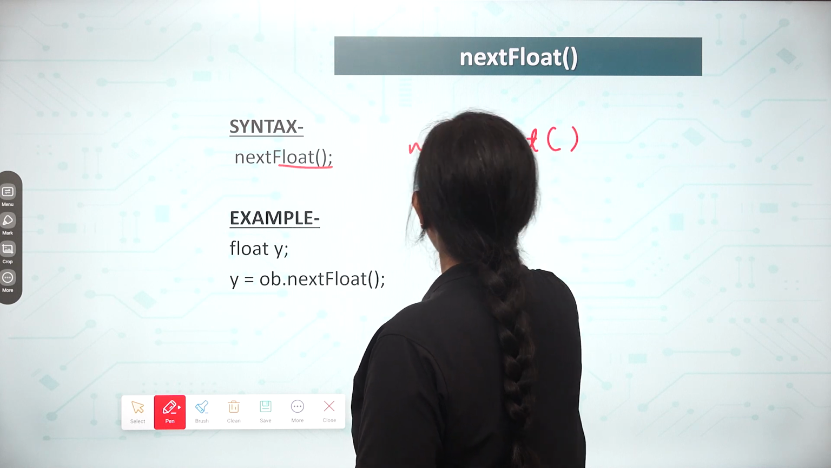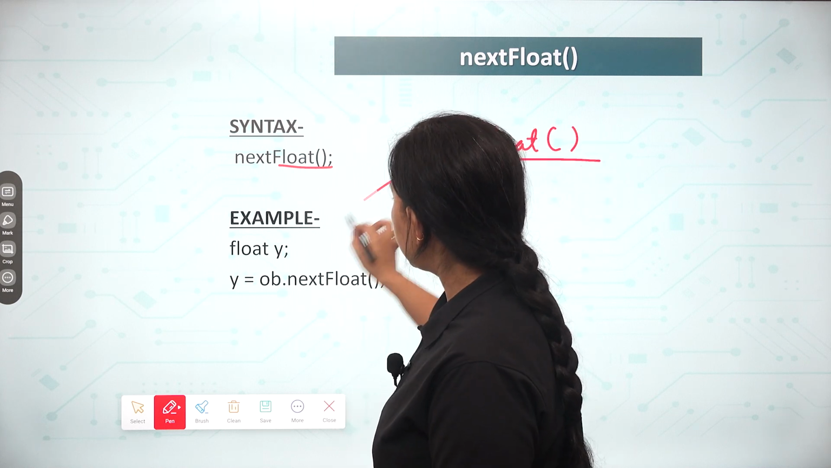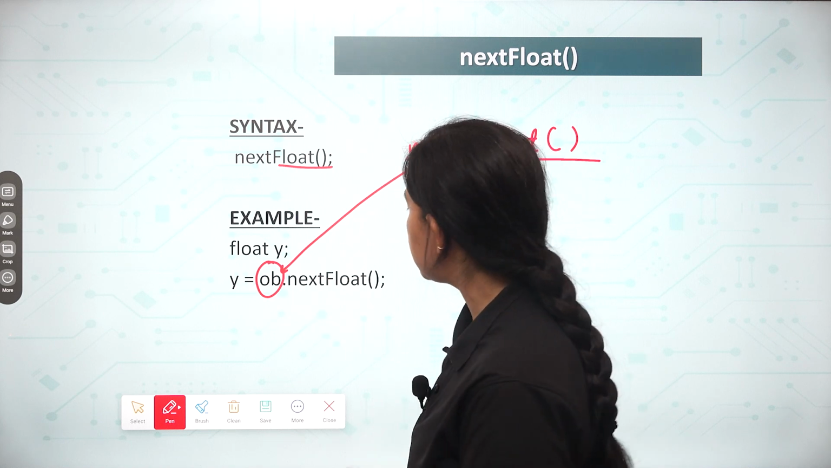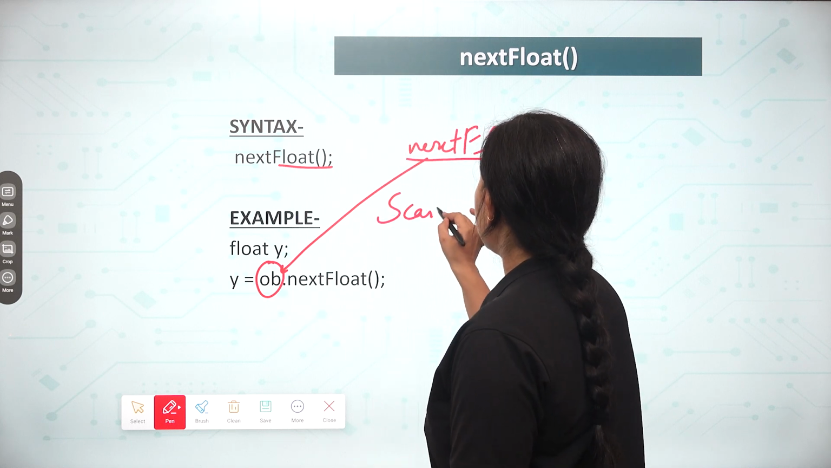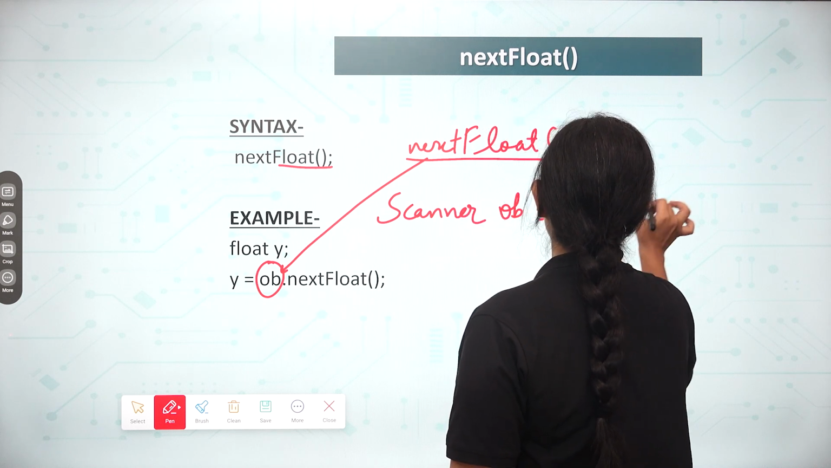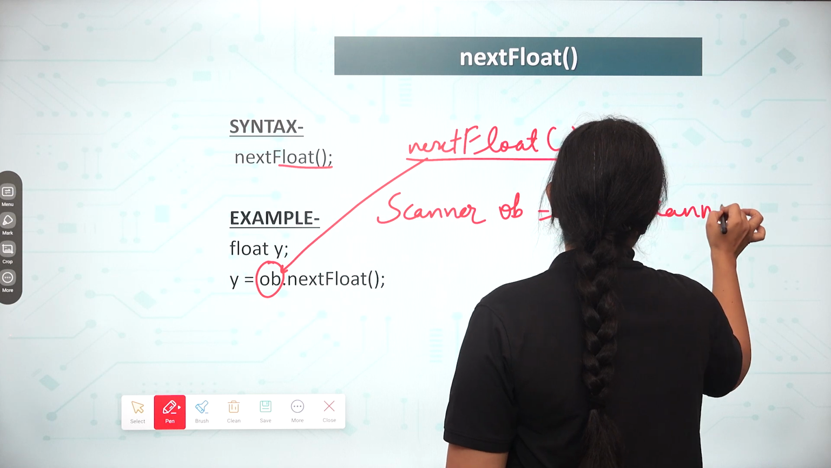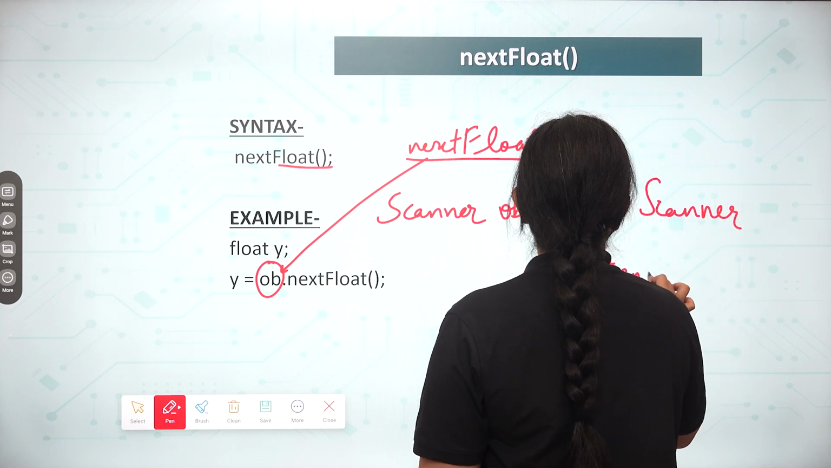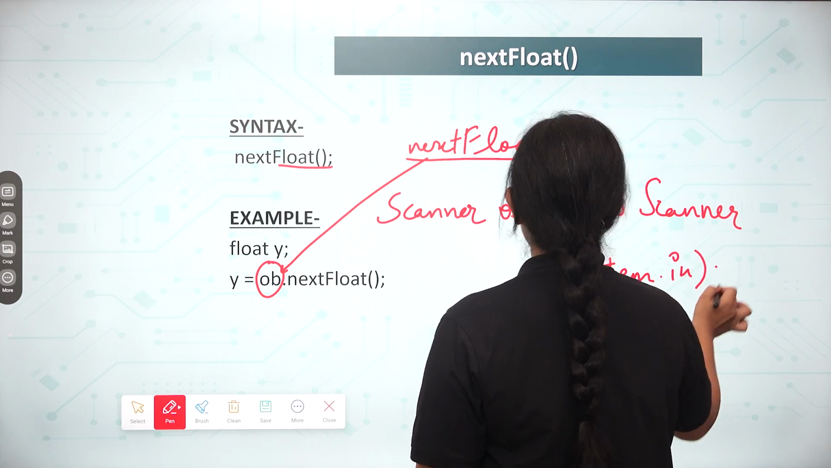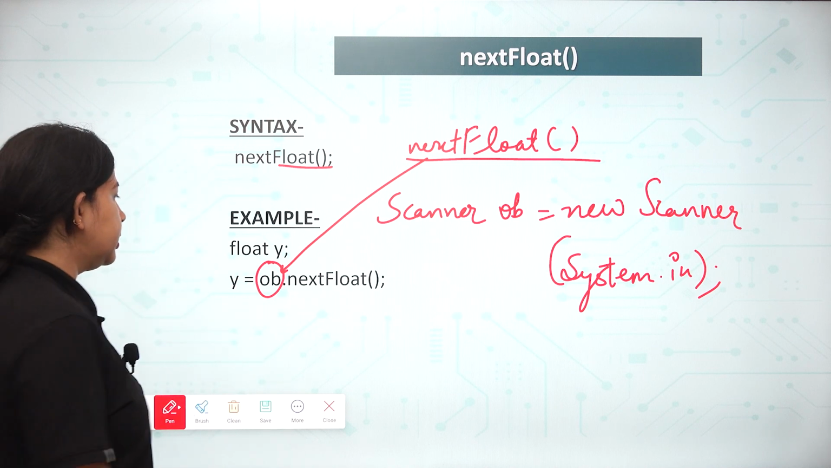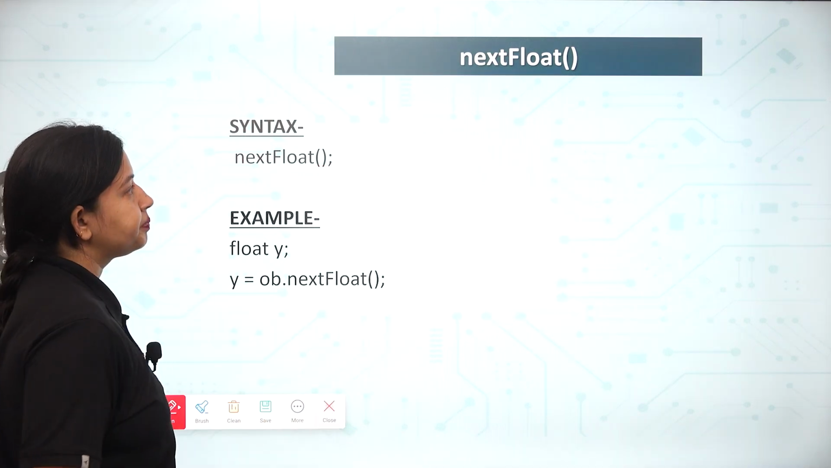The same way to use it, simply create the object of that Scanner class. This OB is the object. Please make sure that Scanner OB equals new Scanner, and inside we pass the argument in the form of System.in. Alright. With the help of this OB, we call the method that is called nextFloat.